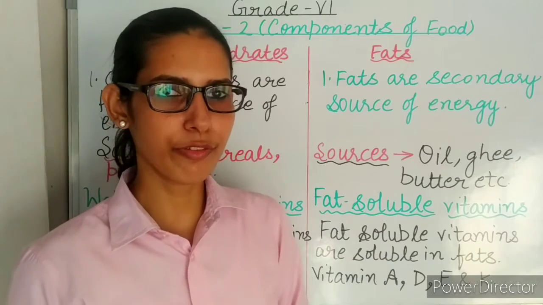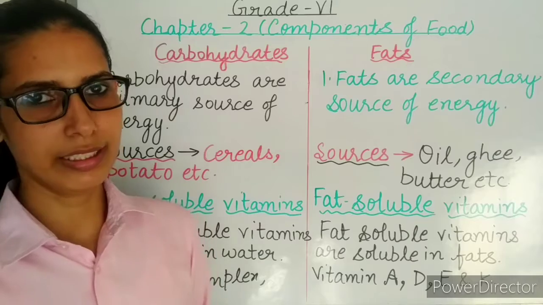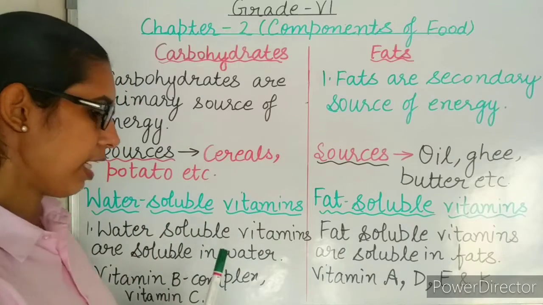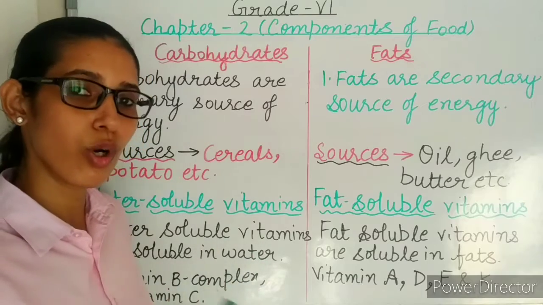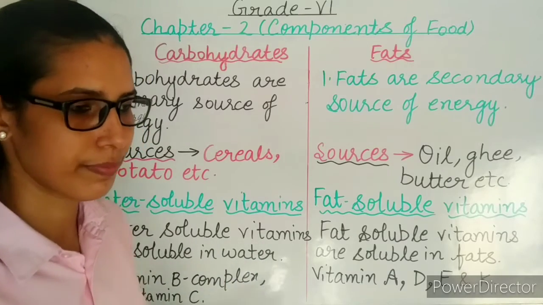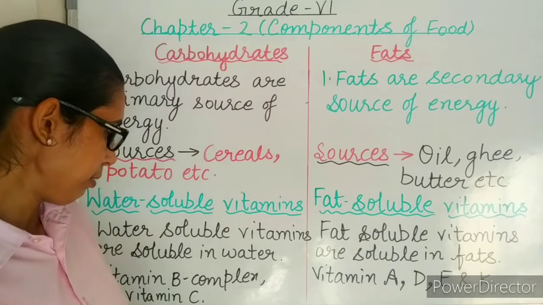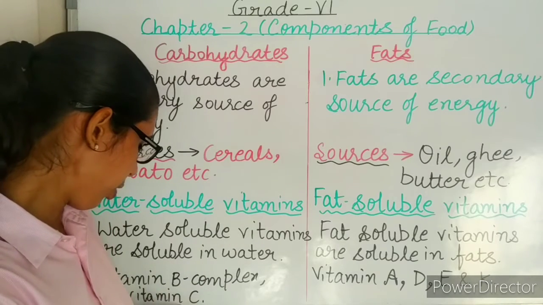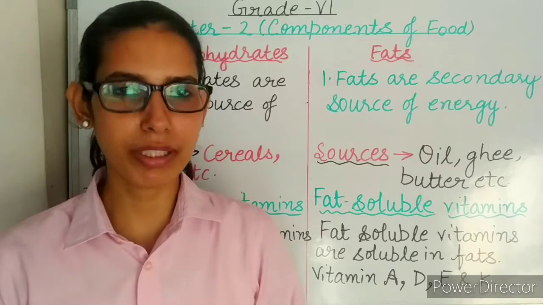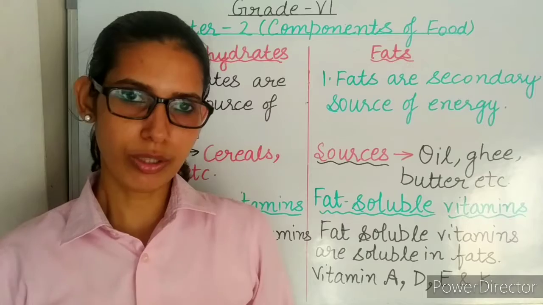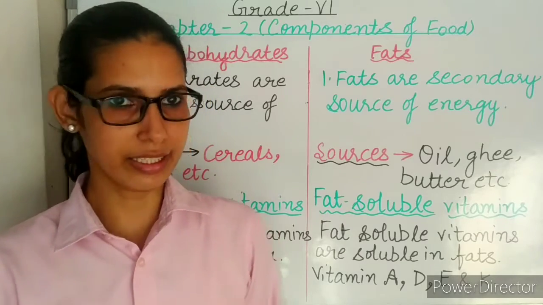Next question is, what is the difference between water-soluble vitamins and fat-soluble vitamins? Water-soluble vitamins are soluble in water. That means water-soluble vitamins dissolve in water. The water-soluble vitamins are vitamin B complex and vitamin C. Water-soluble vitamins get quickly absorbed in the body's tissues because they are not stored in the body, so we need to take them regularly in our diet.